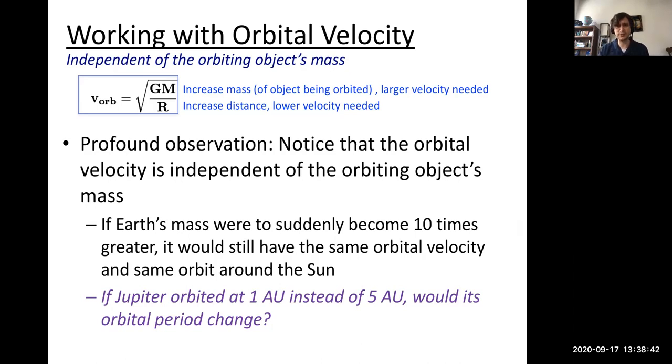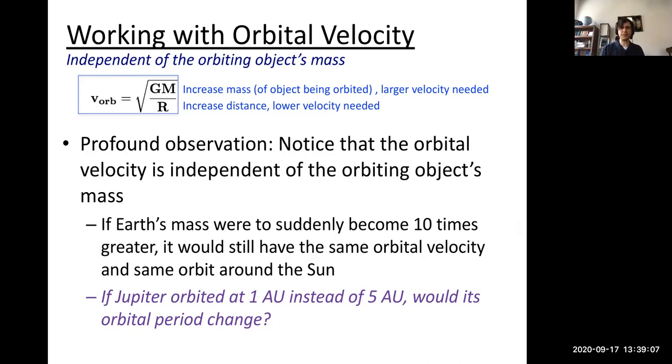If Earth's mass were to become 10 times greater than it currently is, 10 Earth masses, we'd still have the same orbital velocity. It would still take us 365.25 days to orbit the sun because we would still have the same orbital velocity. So I'm going to leave this question. I'm going to put it here and I'm going to briefly talk about it, but it's a good one to consider. This is getting deep into the concept.